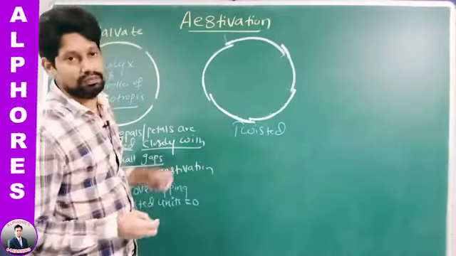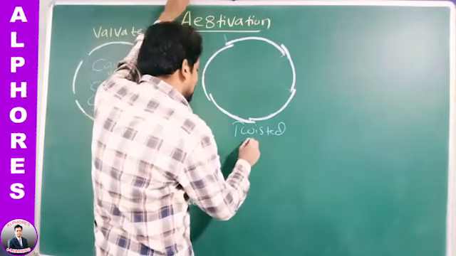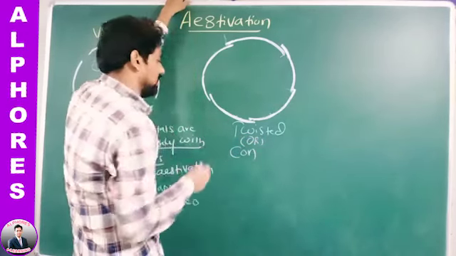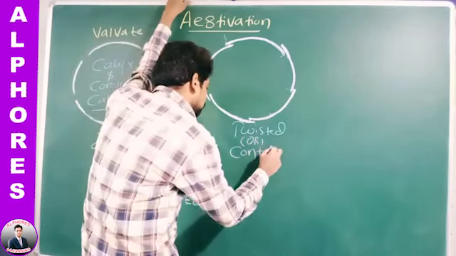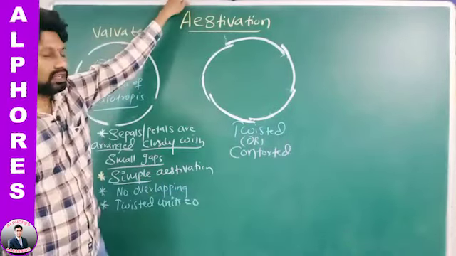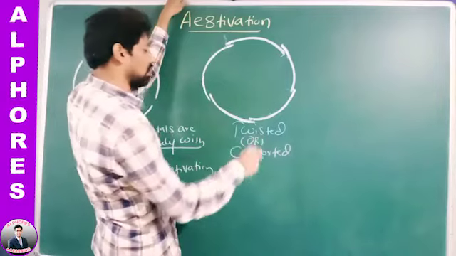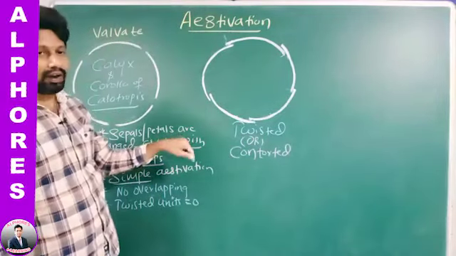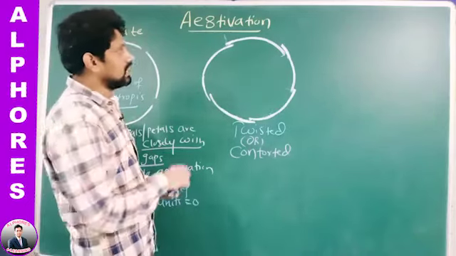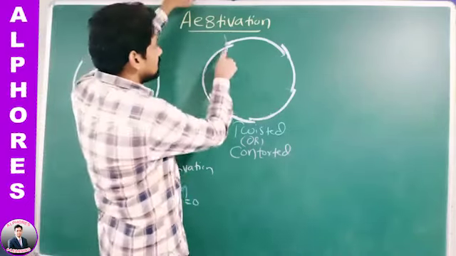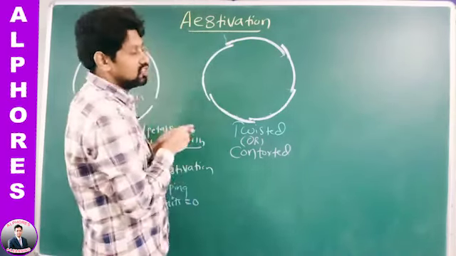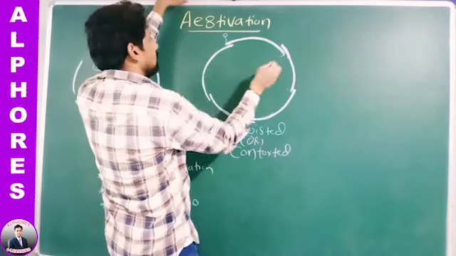Twisted estivation is also called contorted estivation. Now see this estivation. Here, in each unit, one margin is out and one margin is in. You can check. This is out, this is in.